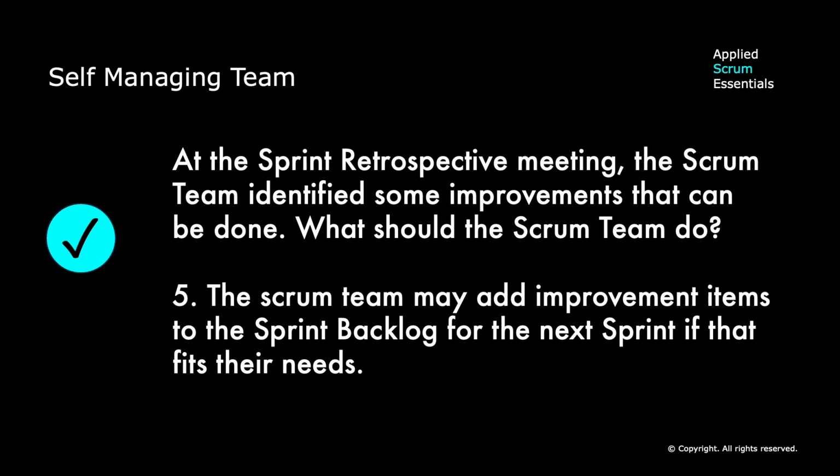Even if the team decides to add improvements to the sprint backlog, they should carefully consider the priority of these items alongside product backlog items. It's important to maintain a balance between delivering new features and addressing process improvements. Regardless of the chosen approach, the team should ensure transparency about the improvement initiatives. They can track progress and discuss the effectiveness of the implemented changes at future retrospectives.